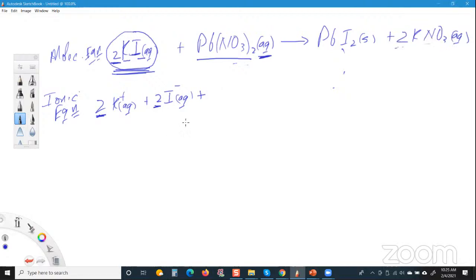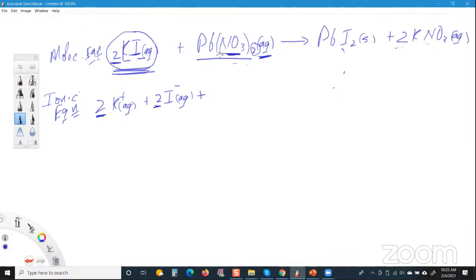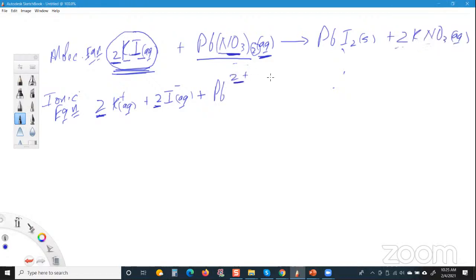Would you have to do like 2 Pb because of the... nope. This 2 here only affects what's within the parentheses here. Okay, so it'd just be Pb. Pb 2 plus. You have to figure out the charge as well, right?